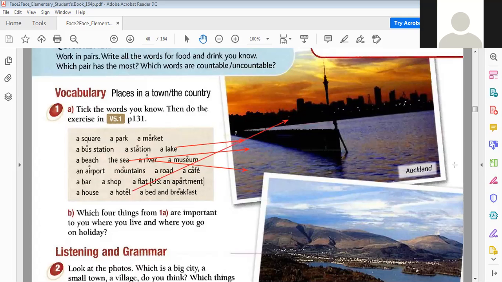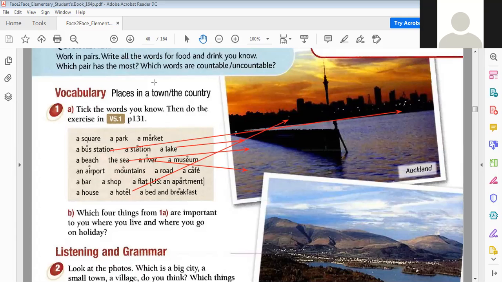It's a hotel, right? Yes. Okay. And this is a bus station here. Can you see the people waiting for the bus? Maybe. I don't see.